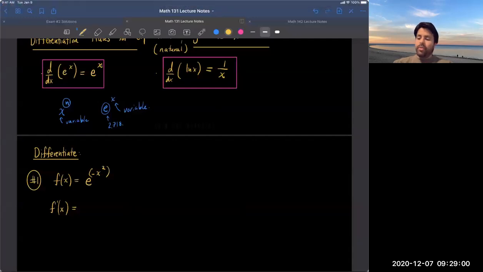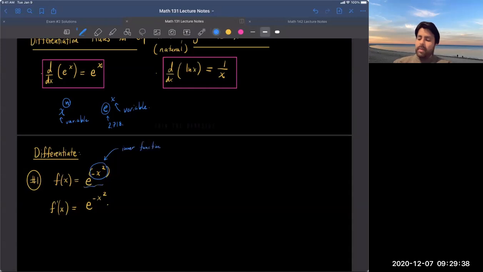Remember the chain rule? The chain rule says find the derivative of the outer function, multiply it by the derivative of the inner function. The outer function is e raised to some power, and we already know the derivative of e raised to some power is e raised to that same power. So the derivative would just be e to the negative x squared. But hold on your horses. You have to find the derivative of the inside function. What's my inside function? Negative x squared. This is my inner function.